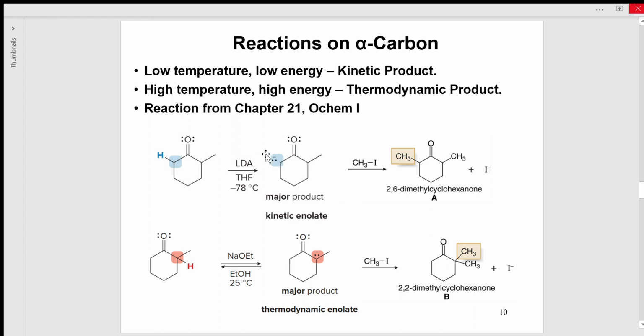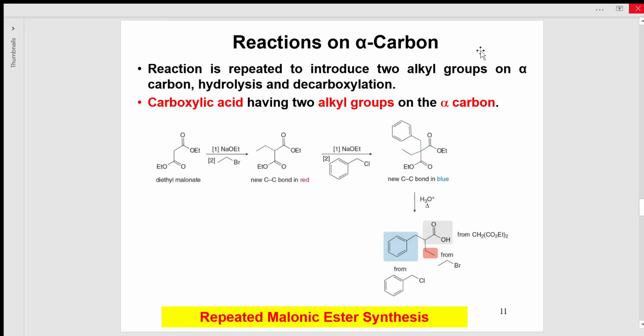Whenever an enolate is formed, either kinetic or thermodynamic enolate, they are very strong nucleophiles. If we have an alkyl halide, this carbon bears a partial positive charge due to the halogen. The enolate is going to attack this carbon in an SN2 reaction to form a new organic molecule. So the alpha carbon is a very critical position for all carbonyl compounds. We can do a lot of reactions from the alpha carbon.